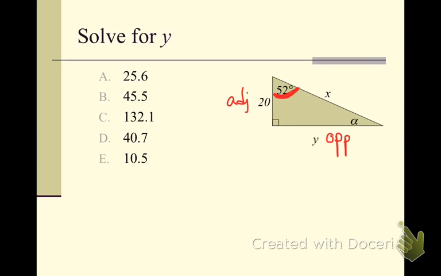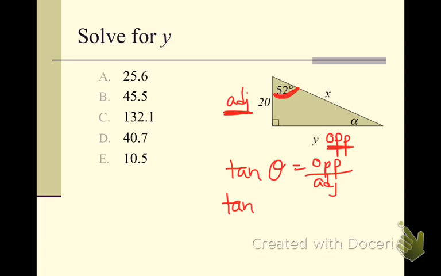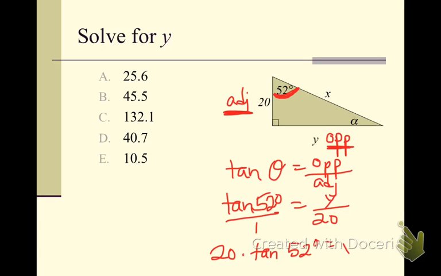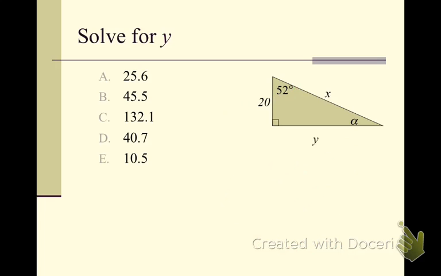So which trig function helps us deal with adjacent and opposite? Well, that's the tangent. Tangent of an angle is the opposite over adjacent. So tangent of 52 degrees is the opposite side y over the adjacent side 20. Set up a proportion, cross multiply. 20 times the tangent of 52 degrees is our y, and that is equal to 25.6.